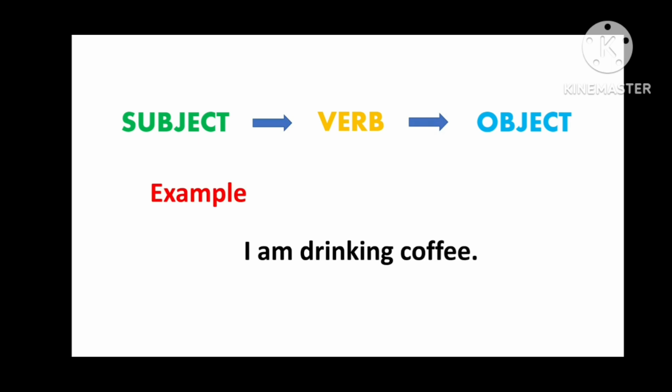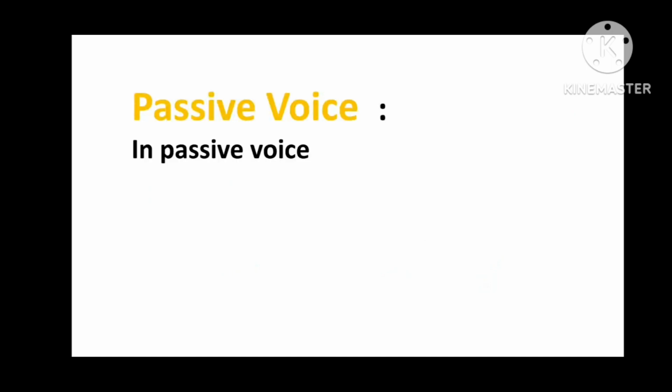For example, I am drinking coffee. Here I is the subject. Drinking is the main verb, the action. And coffee is the object on which action is happening. This is active voice. Now, let's understand what is passive voice.